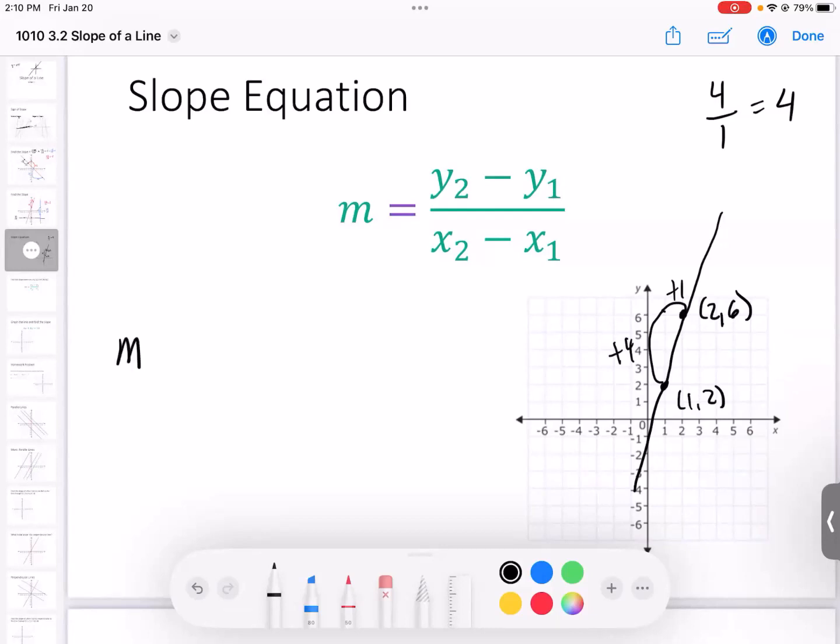So like in this case, it would look like the slope, which is represented with the letter m, equals 6 minus 2, because I take the two y coordinates and subtract them. And then that's going to be over 2 minus 1, because I take the two x coordinates and subtract them. And that ends up equaling 4 over 1, which equals the same slope I found by doing rise over run. So you have that.